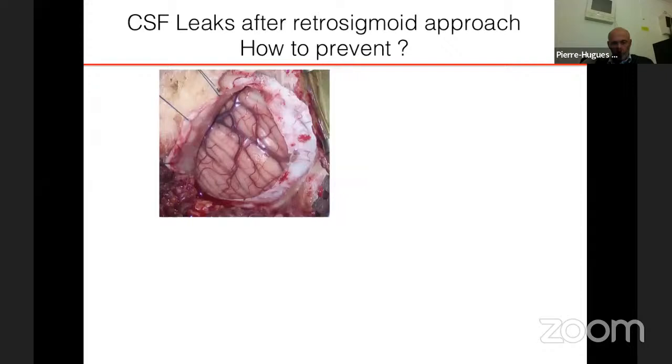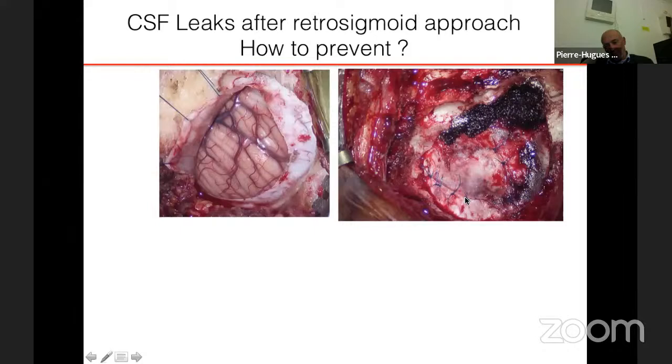Okay, so how to prevent? Prevention starts with the opening, of course. A clear cut of the dura mater is the key. You keep it humid during the surgery because otherwise you have retraction due to the light of the microscope. And usually I stitch back with a running suture more than this kind of differentiated stitches here. Usually I close with a running suture here. You have to do that watertight.